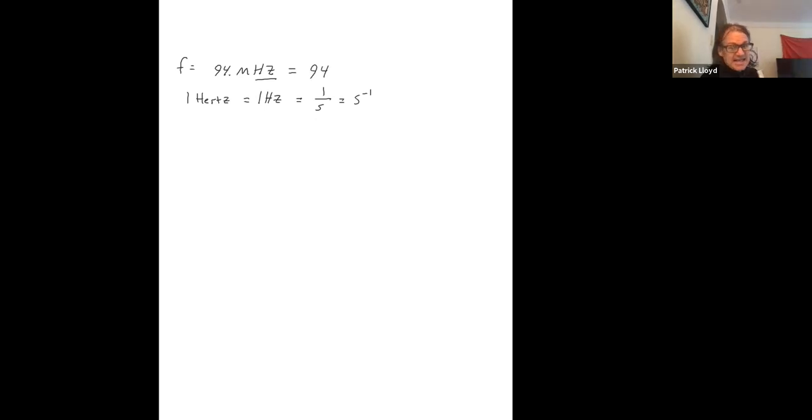10 to the 6. Mega's big. So times 10 to the 6. That's 94 mega. And then 1 over seconds. I like to write it this way, 1 over seconds, if I'm doing a calculation. If I just wanted to write it to make it look nice and clean, I would just write s to the -1. But if I'm doing a calculation, I'll put it in the formal 1/seconds, just for dimensional analysis reasons. Okay, so they're asking us for the wavelength.